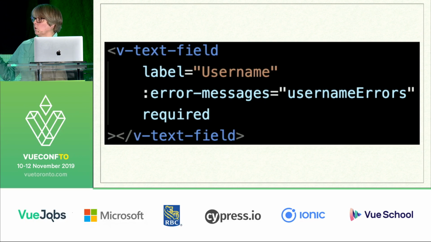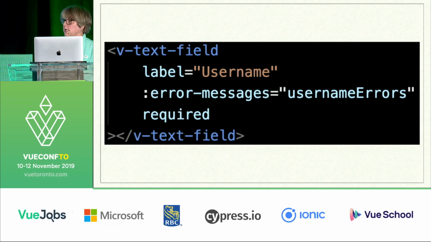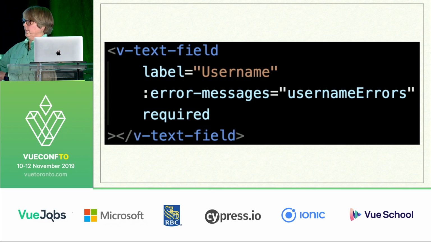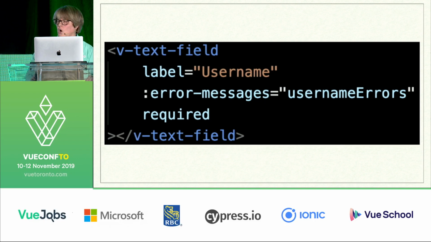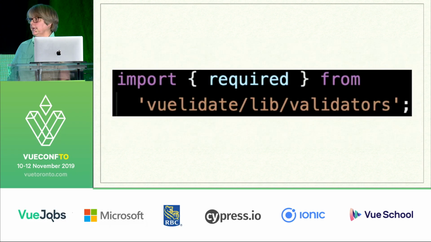We're still going to have required put onto the field, but instead of having errors, we're going to have error messages and then the name of a method that it's going to check against the input to make sure that it passes all of our validations. So that's one of the things that we're going to do that's different.